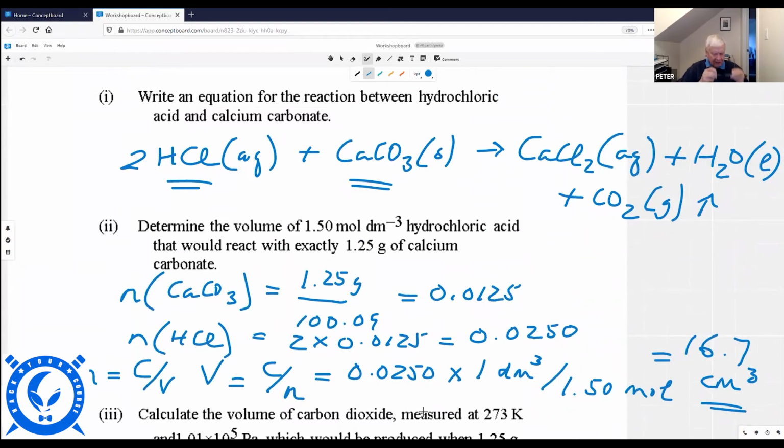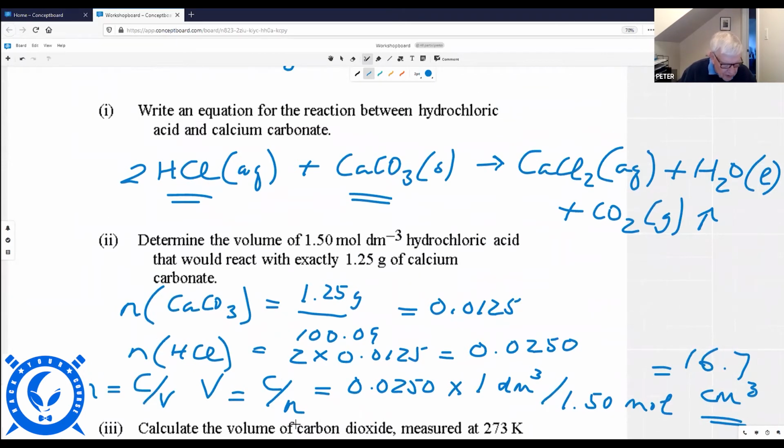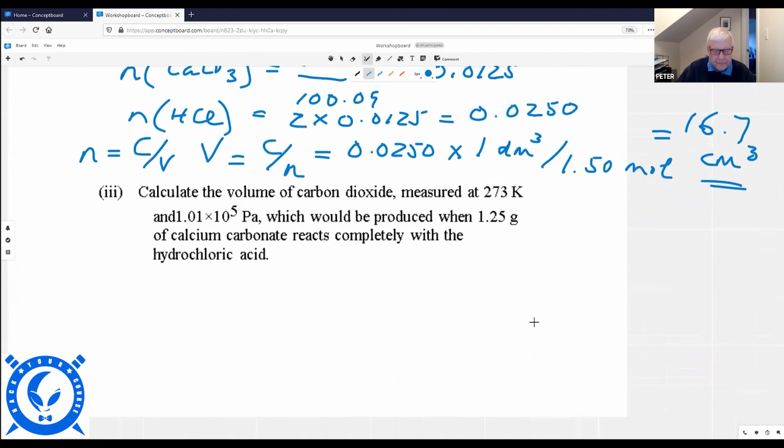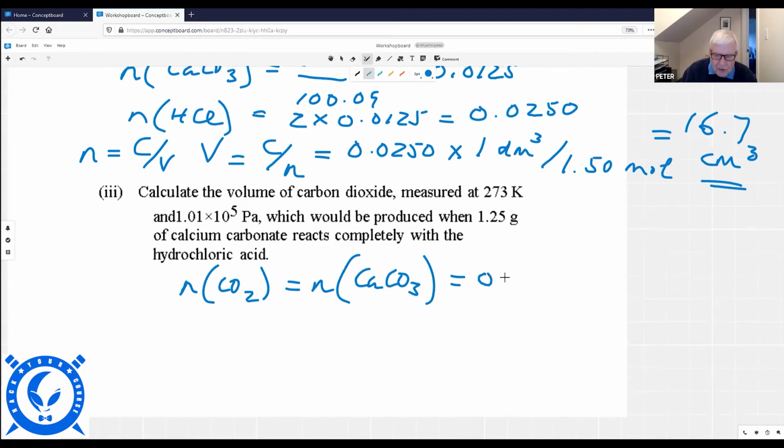Now, again, you look at the balanced chemical equation and you notice that the CO2 is a 1-to-1 ratio with calcium carbonate. So therefore, the number of moles of CO2 will be exactly the same as the number of moles of calcium carbonate that reacted, namely 0.0125. So the number of moles of CO2 is equal to the number of moles of CaCO3, and that's equal to 0.0125.